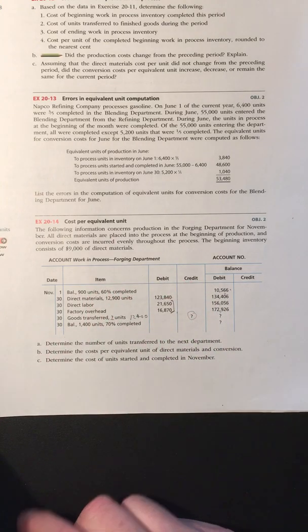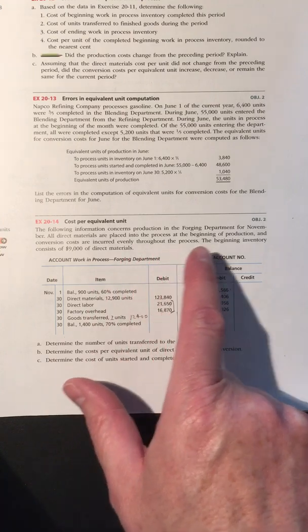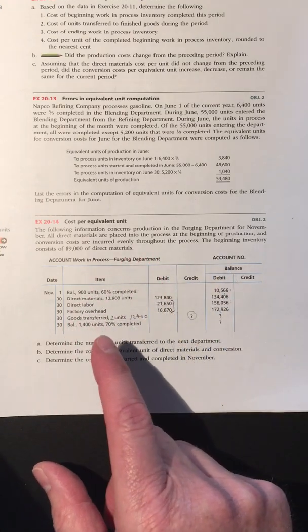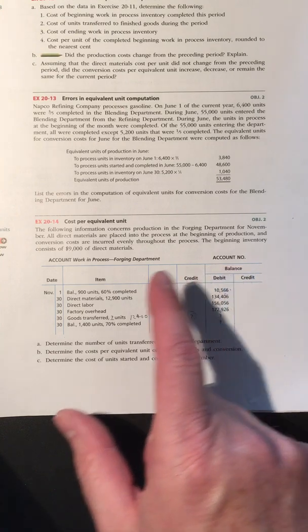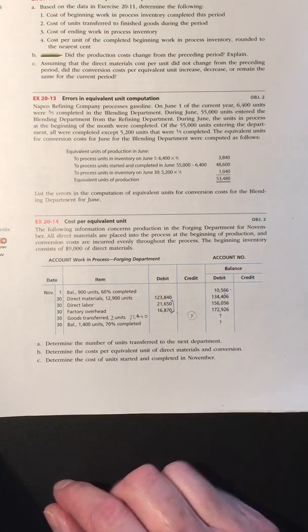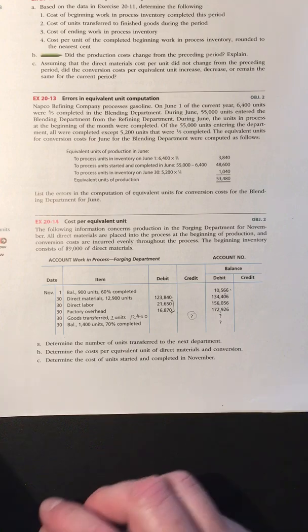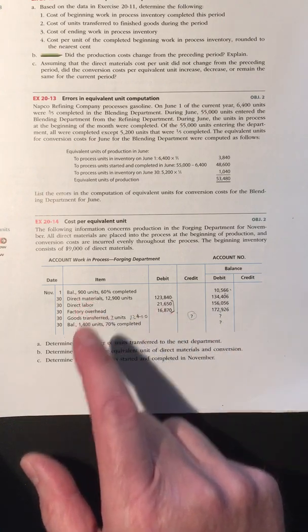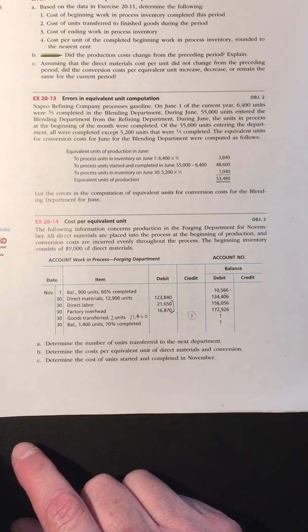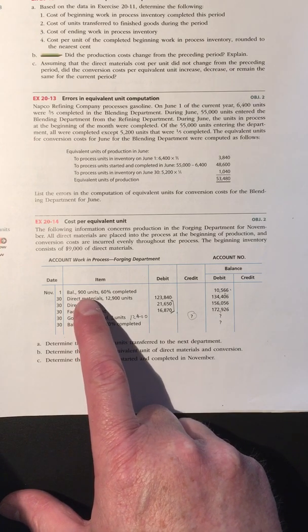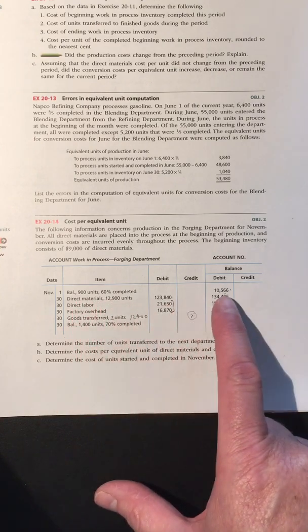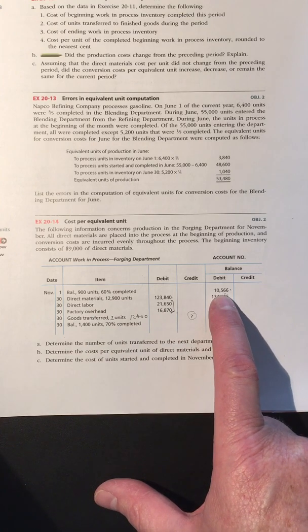So I'm going to do an example of a problem that isn't part of your homework, but is similar to your homework. The following information concerns production in the forging department for November. All direct materials are placed in the process at the beginning of production, and conversion costs are incurred evenly. I think most of our problems will follow that pattern. The beginning inventory cost of $9,000 consists of direct materials. So I've got 900 units in beginning inventory that are 60% completed. The cost of that was $10,566.